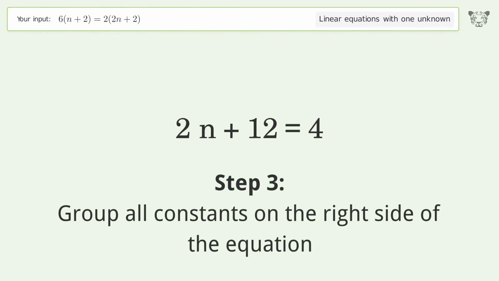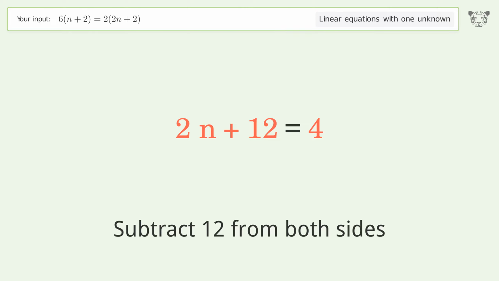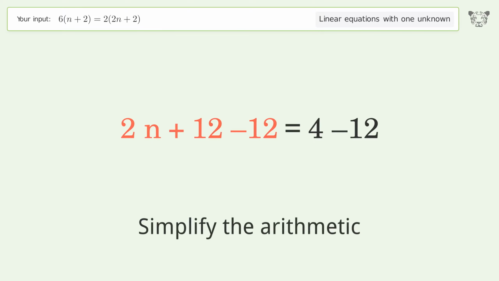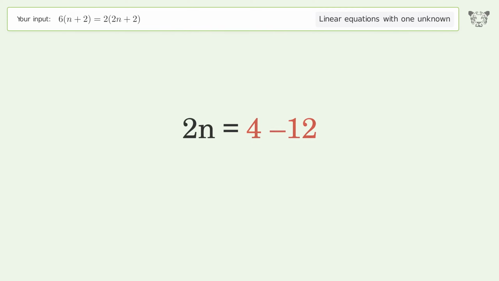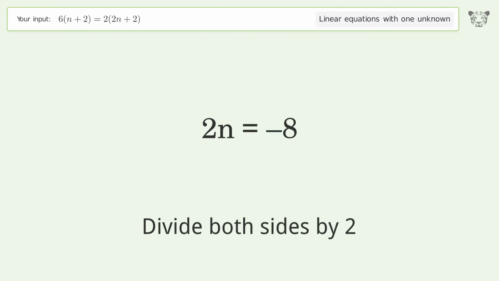Group all constants on the right side of the equation. Subtract 12 from both sides. Simplify the arithmetic. Isolate the n. Divide both sides by 2.